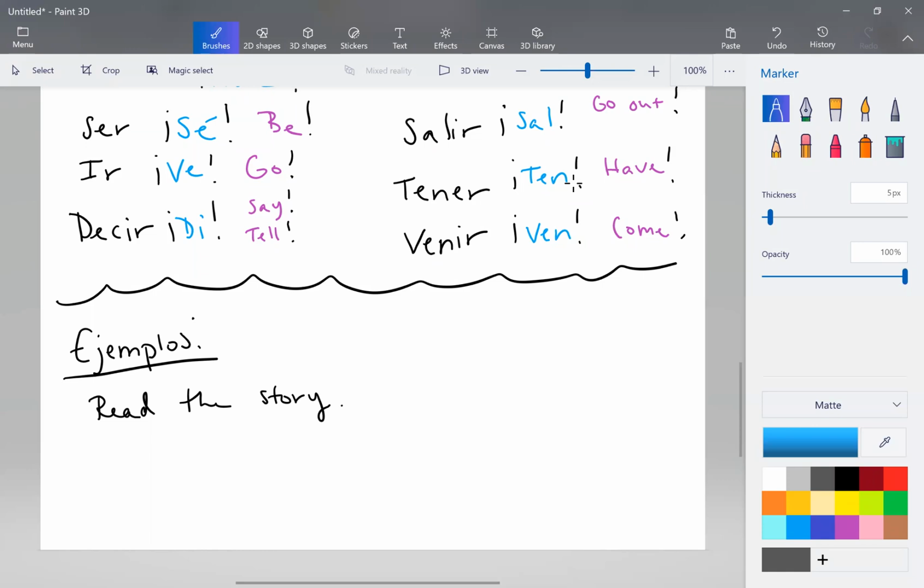Our command here is read. And then we also have what the person should be reading. How would you tell someone to read? The verb is leer. So what would the tú command be? Lee. Lee, good. Lee el cuento.